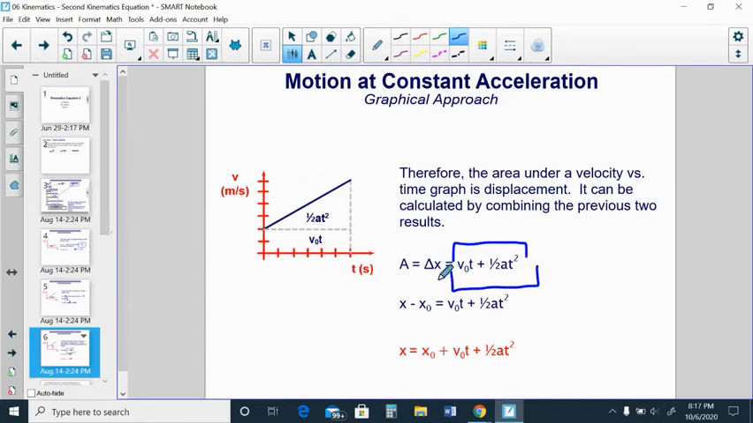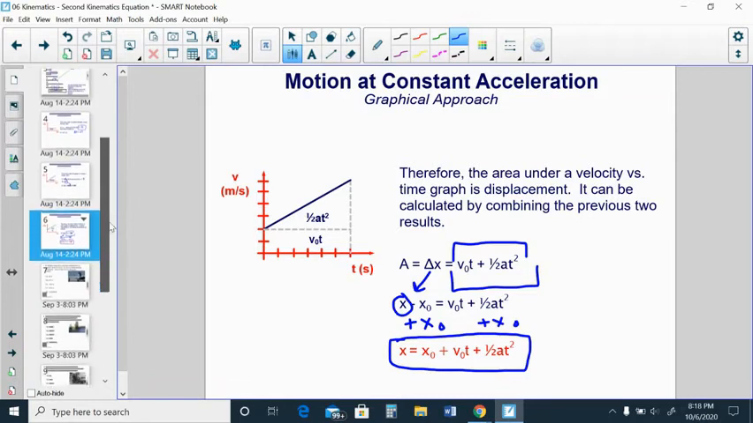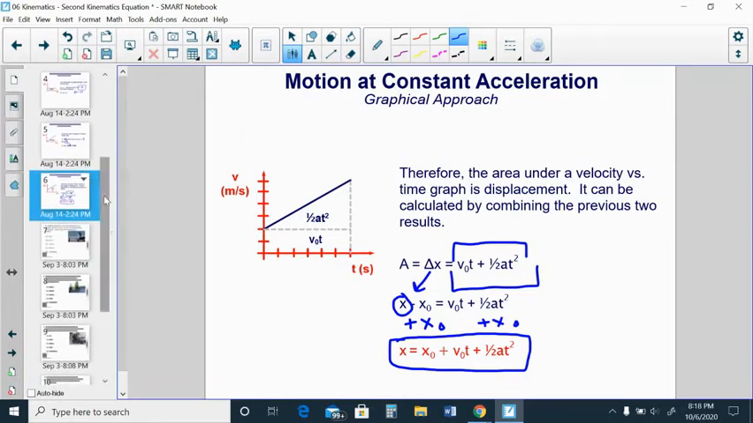Since we know that that also is equal to change in displacement, if we write out displacement as the final displacement minus initial, and then we isolate just the variable for displacement, so you would add initial displacement to both sides, you end up with the second kinematics equation through graphical form. Okay, so make sure you note this equation since we're about to use it in some practice problems.